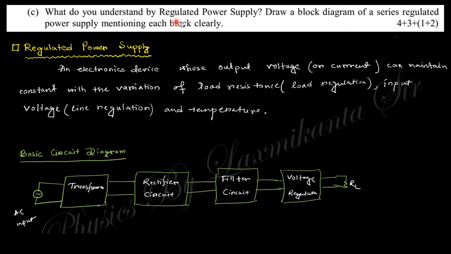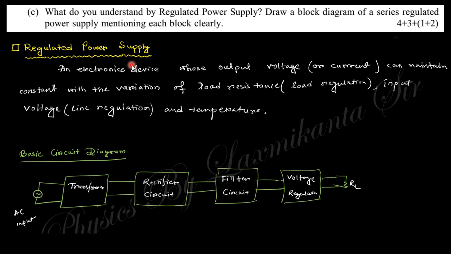Next, what do you understand by the regulated power supply? A regulated power supply is a device whose output voltage or current remains constant with the variation of load resistance or load regulation. So with the change of the load resistance or load voltage, the source will give the same current or voltage. This is known as the regulated power supply. With the change of the output or the load, if there is no effect on the source, right?